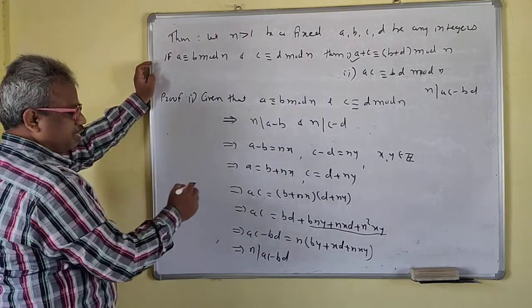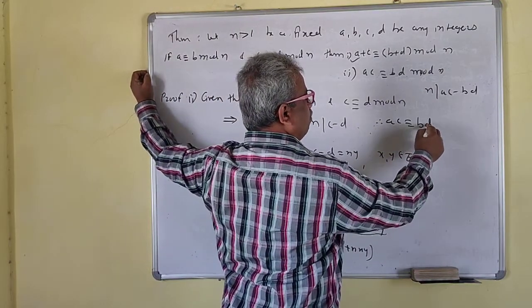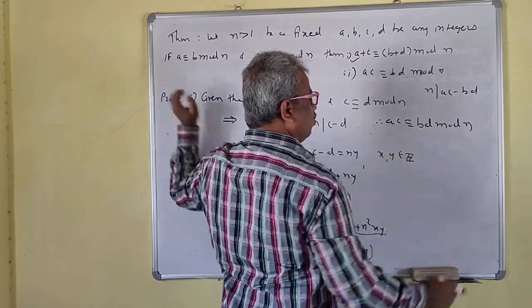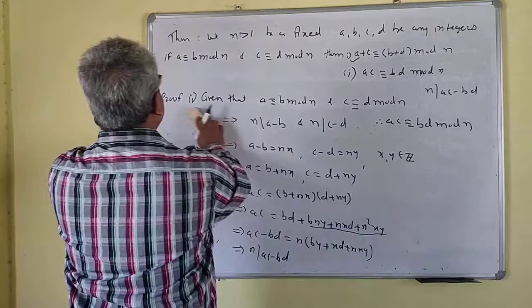So therefore ac is congruent to bd mod n. We are through. Very simple property.